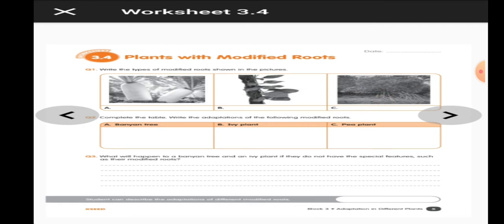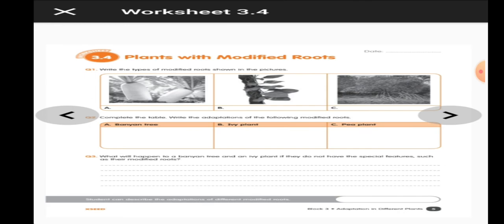After that, let's see the second question. Complete the table, write the adaptations of the following modified roots. The first one is the banyan tree. What is the adaptation here? In the banyan tree, the modified roots are the prop roots, which help in anchoring the plant. The second one is the ivy plant. The ivy plant contains climbing roots, which help in climbing its support. The third one is the pea plant. The modified roots here are called nitrogen fixing roots, which help in fixing atmospheric nitrogen into the soil and supplying it to the plant.